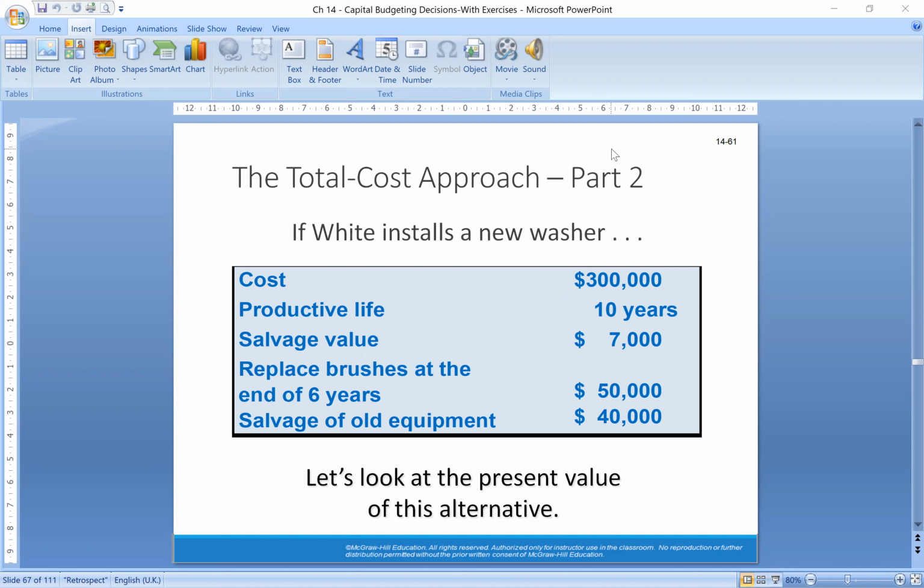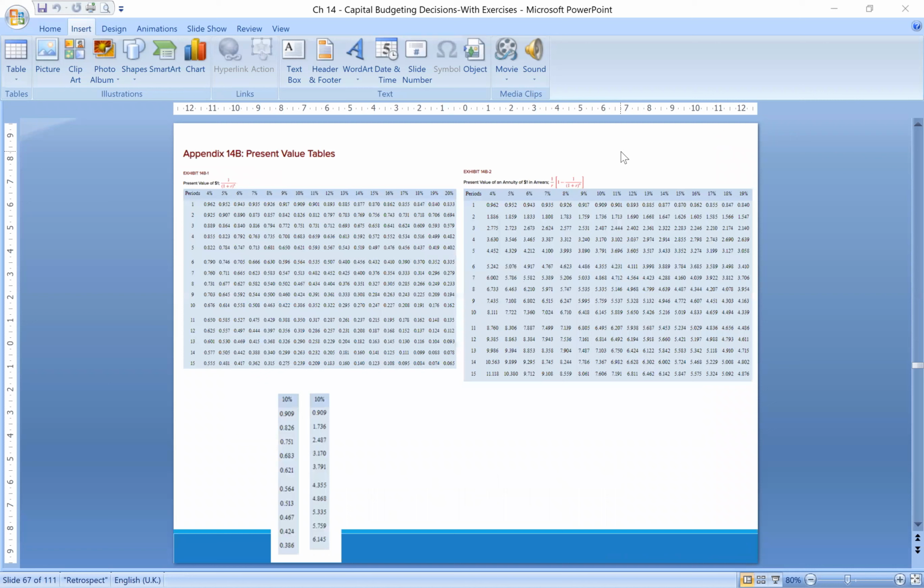We replace brushes at the end of 6 years, which means we will make maintenance for our machine one time after year 6 for 50,000. The salvage value of the old equipment will be 40,000. What is the net present value of these two alternatives?